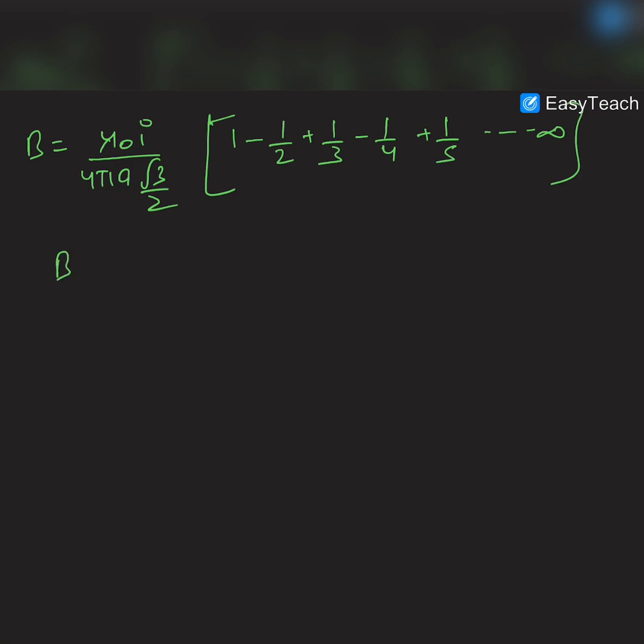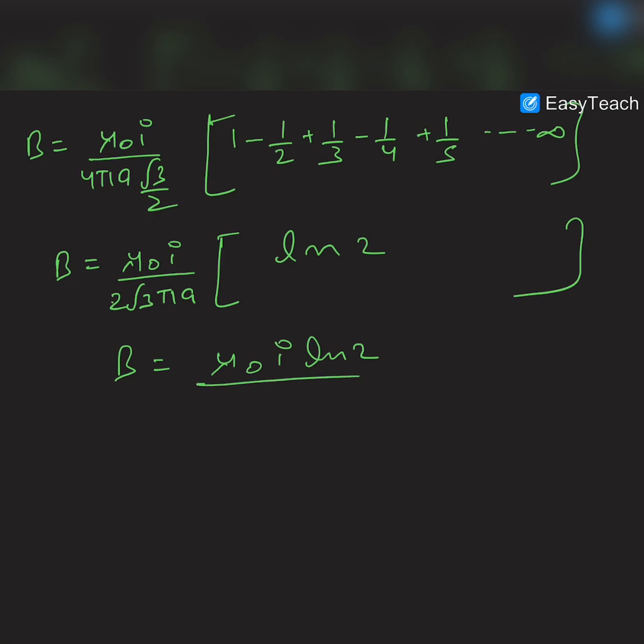So it would be B = μ₀I by 2 root 3 π a, and the sum of these numbers, 1 minus 1 by 2 plus 1 by 3 minus 1 by 4, is the series of log 2 expansion. So we can write it down as ln 2. So B will be equal to μ₀I ln 2 by 2 root 3 π a.